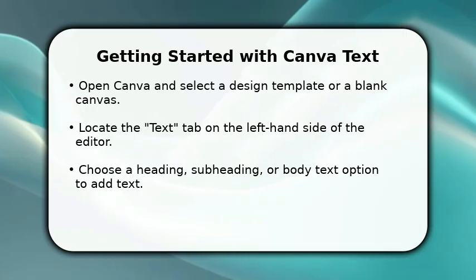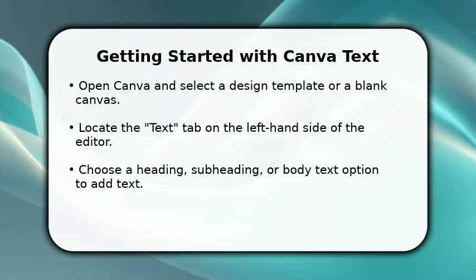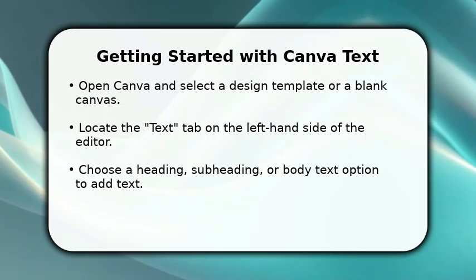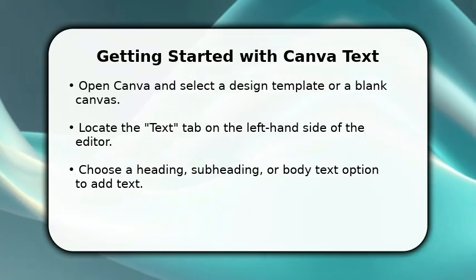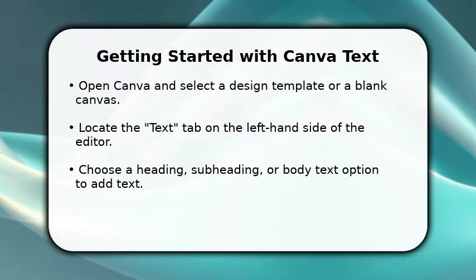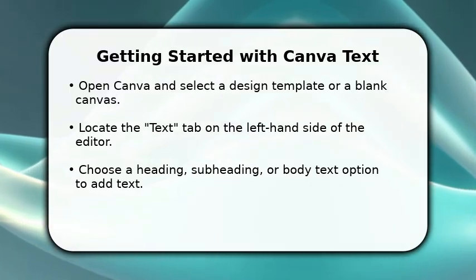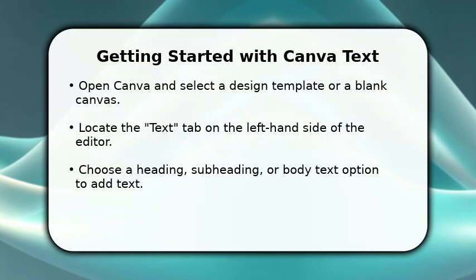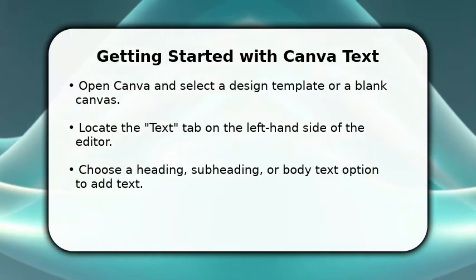On the left side of your screen, you will find the Text tab. Click on it to reveal various text options. You can choose to add a heading, a subheading, or a small body of text to begin your design. It's a straightforward process to get your words onto the page.